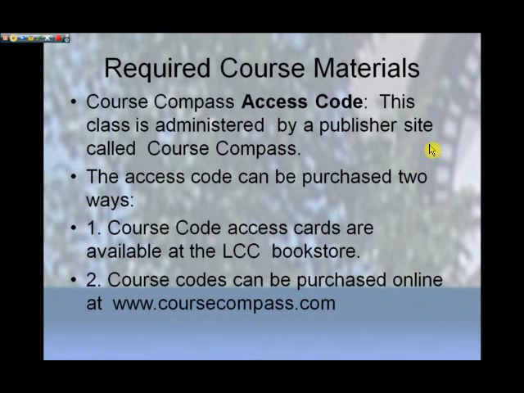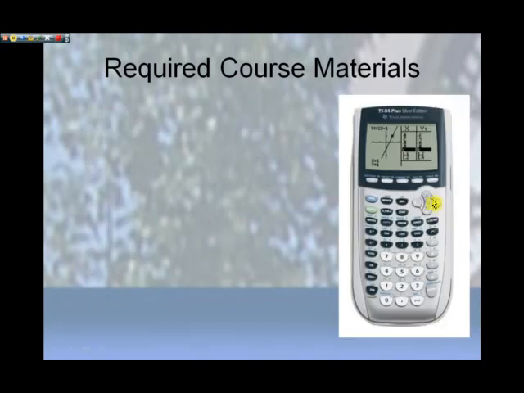Alternatively, if you don't want to have a hard copy textbook and you don't want to take time to go to the Lakeland bookstore, you can purchase an access code online. That access code will give you access to the electronic version of the text. So if you purchase this access code online, you'll still have the textbook and all the other materials that go with it, only it will be in digital form.